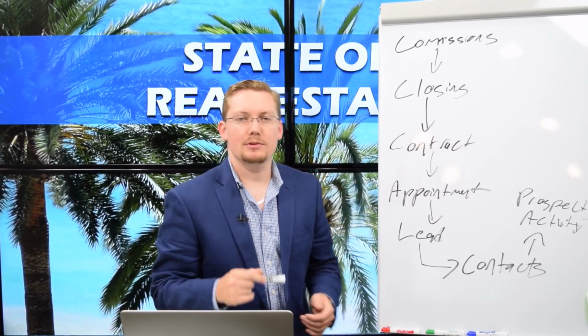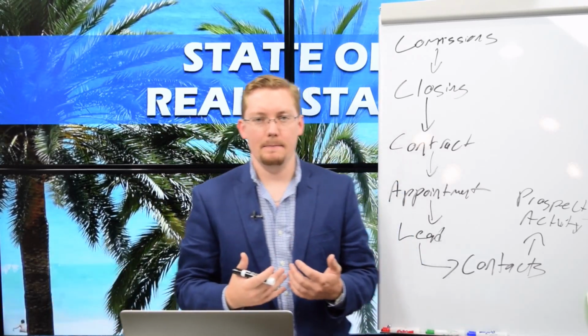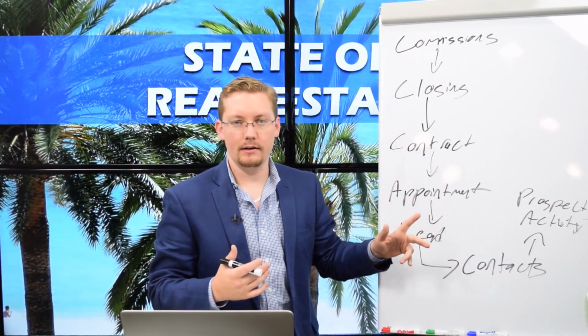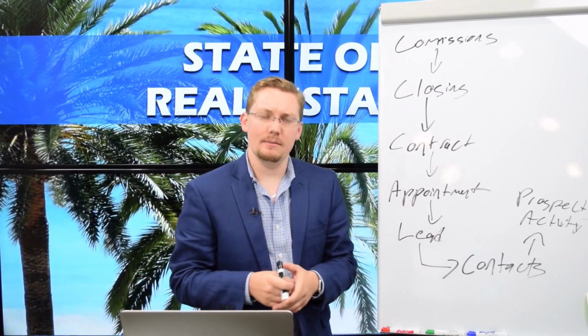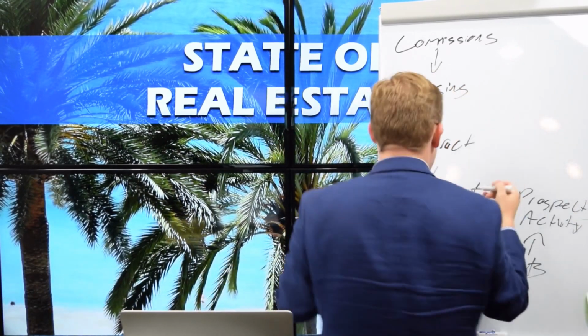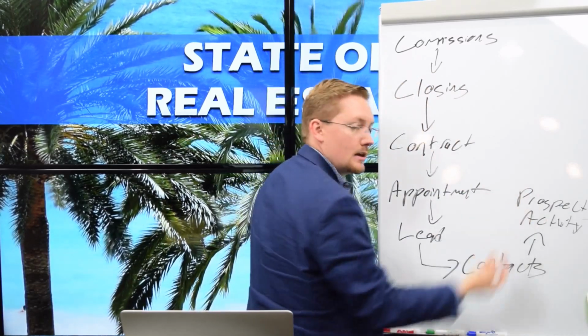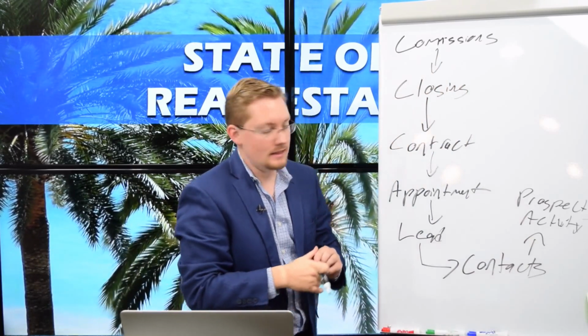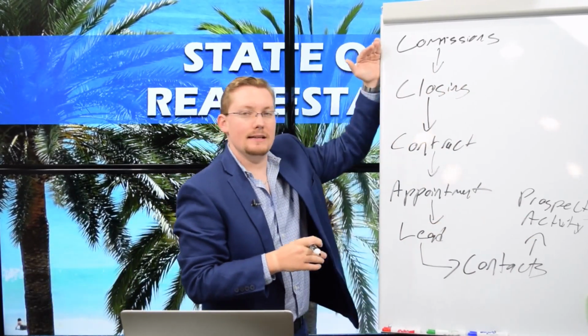813-928-0106. Today, we're talking about how to predict your income. What are the steps you have to go through? Number one. Now number two, plugging in these numbers, because basically we are going through these steps of commission to closing to contract to appointment to lead to contacts through prospecting activity. This is the reverse flow of all this here. This is what the process looks like to get to a commission check.